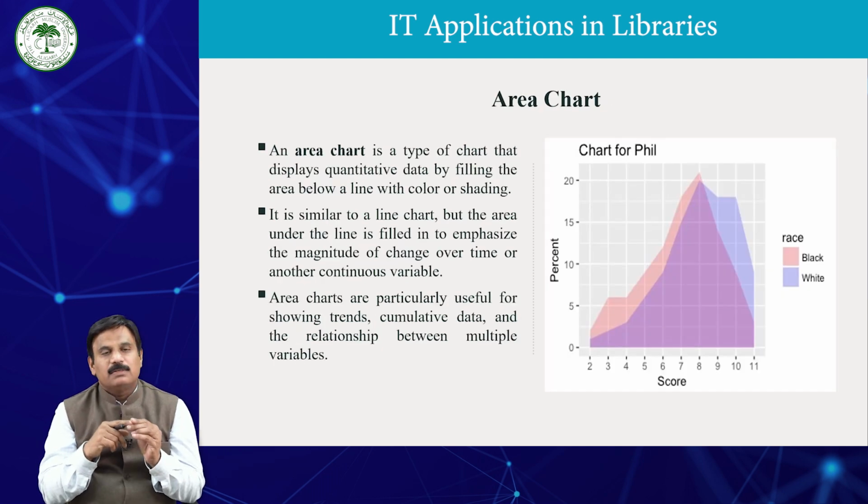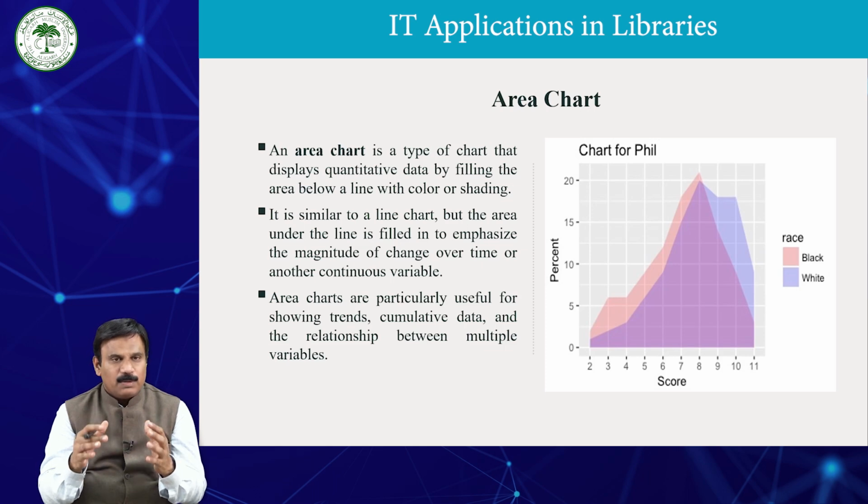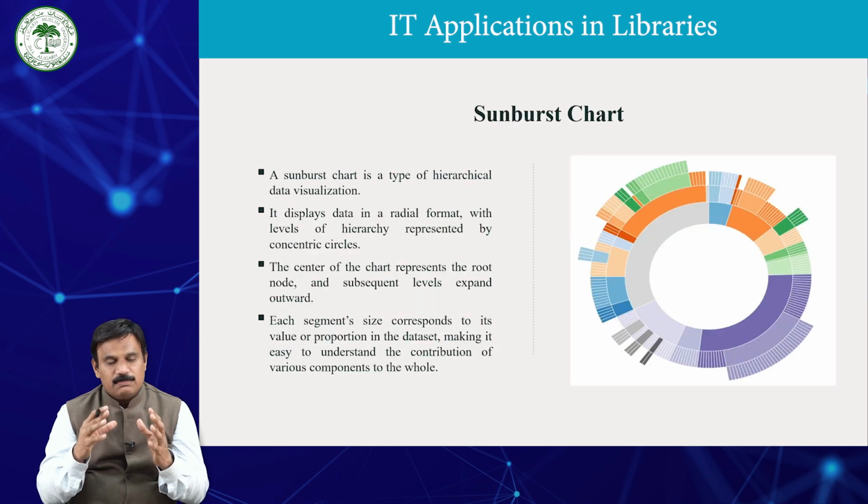Similarly, we have another technique, that is the area chart. An area chart is a type of chart that displays quantitative data by filling the area below a line with a color or shading. A sunburst chart is a typical hierarchical data visualization. It displays data in a radial format with the levels of hierarchy represented by concentric circles.